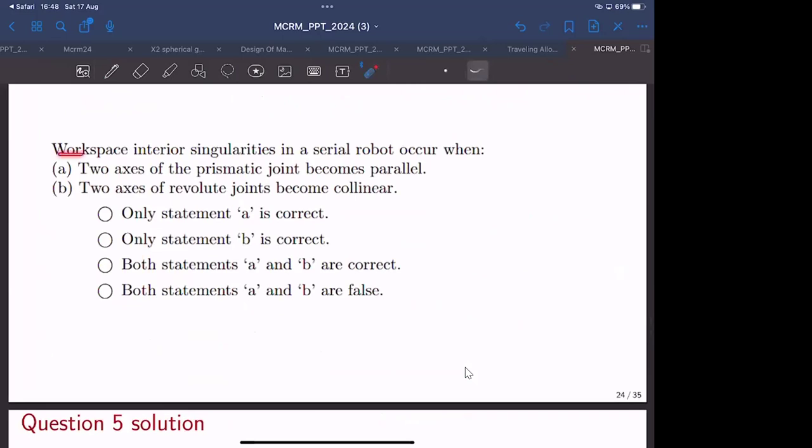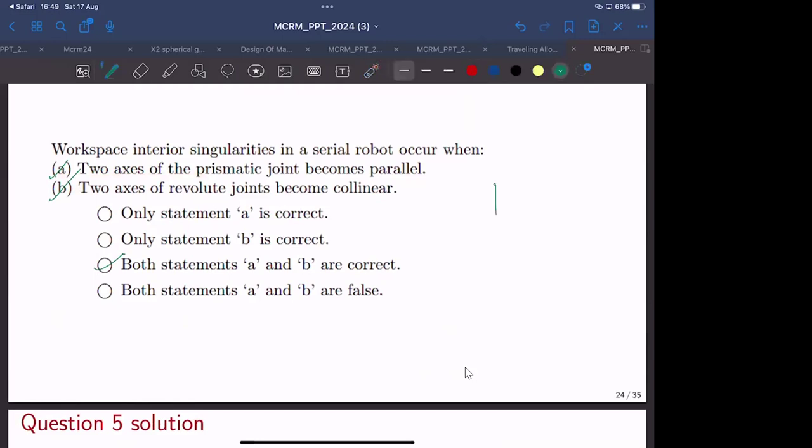It says the workspace interior singularities in a serial robot occur when two axes of the prismatic joints become parallel and two axes of the revolute joints become collinear. We have actually seen that these are indeed the definitions of workspace interior singularities. So both statements A and B are true, which makes option C the correct answer. Because when either of these two things happens, you are giving two inputs, but they are controlling the same output. Right?